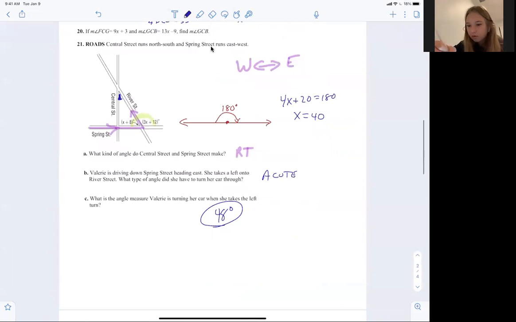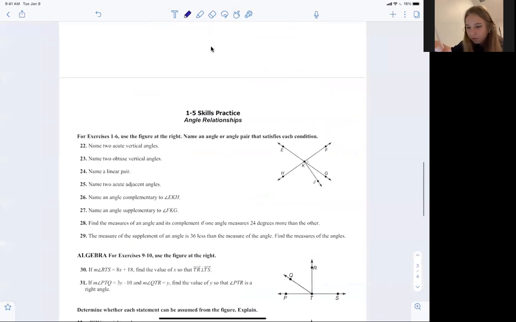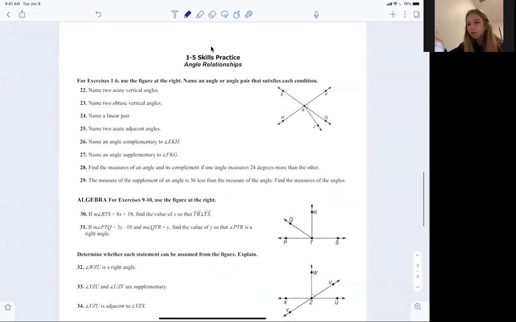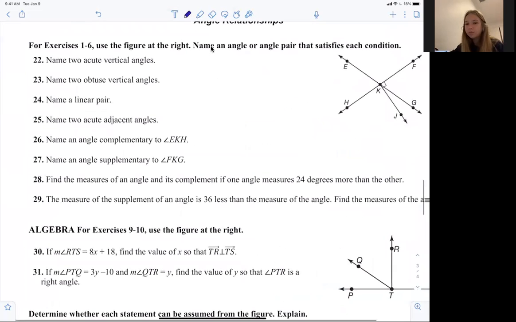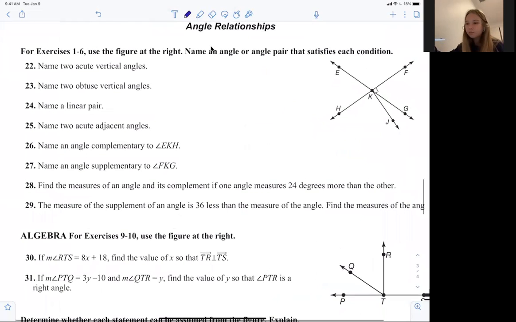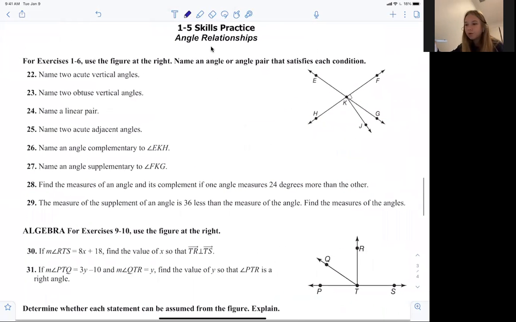Everybody okay with that? All right, let's knock out 1-5. I told you that was easy. Okay, you got to think back to 6th grade for vertical angles. So everybody remember vertical angles from 6th grade? Here we go.